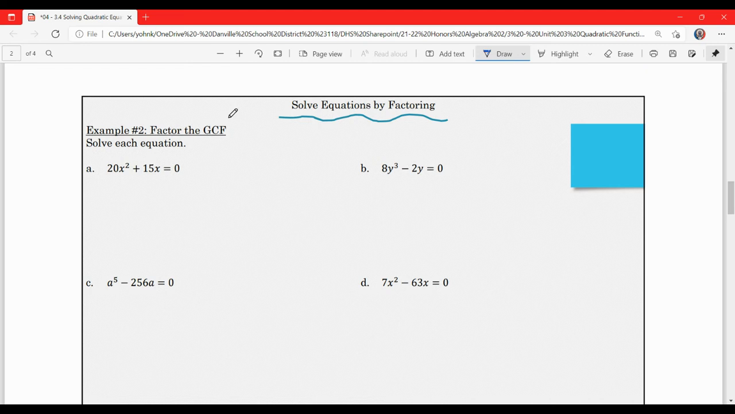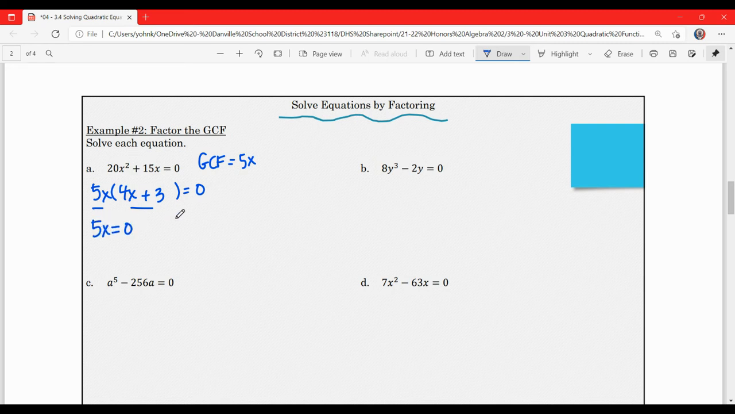So if we look at 20x squared plus 15x equals 0, the GCF is not only an x in common, but a 5. So if I factor a 5x out, I'm left with 5x times 4x is 20x squared, and 5x times a positive 3 gives me 15x. Remember, you should be able to distribute 5x times 4x and get 20x squared, and then 5x times 3 gives you 15x.